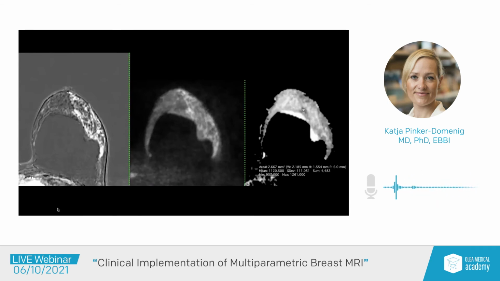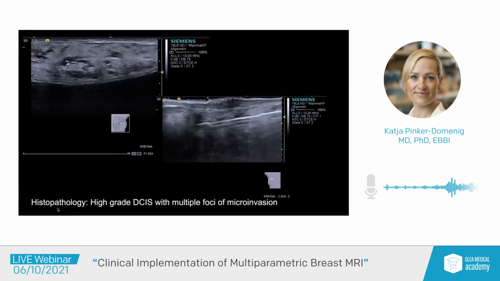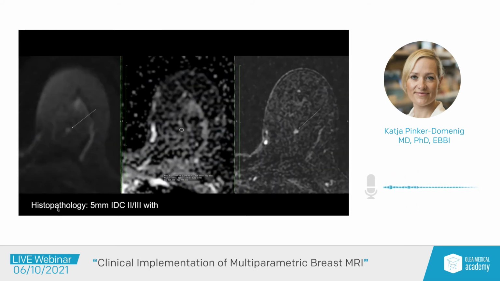And now you can see that the lesion has reached a critical mass, we see the diffusion restriction, we have decreased ADC values, now they are malignant. So in that sense, you should be aware of the pitfalls that multiparametric MRI can have and use your gut feeling. In this case, again, we biopsied under ultrasound guidance because it was now so evident, and it was a high-grade DCIS with multiple little foci of microinvasion.